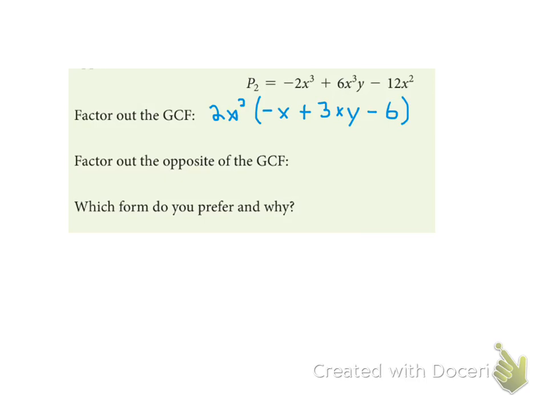So now they want us to do the same thing, but instead of taking out 2x squared, they want us to take out a negative 2x squared. They want us to take out the opposite. So compare that with what we started with. What would we need to multiply by to get the negative 2x cubed back? X. Now go to the second term.